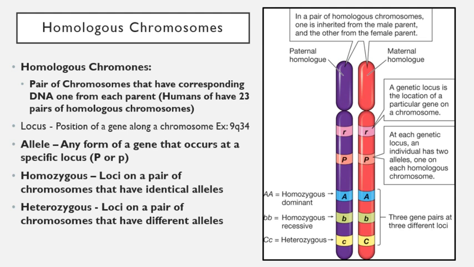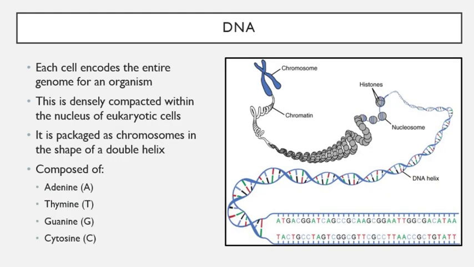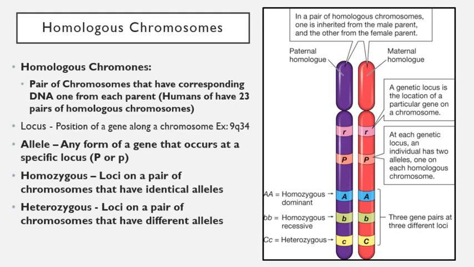So yeah, we're going to be talking about DNA and how it's compacted into chromosomes. And so we have a different chromosomal organization as well. We have homologous chromosomes, which are a pair of chromosomes that have corresponding DNA from each parent, right? So if you look at chromosome 1, for example, you're going to have one copy from your mother and one copy from your father, and they're going to express the same type of genes.